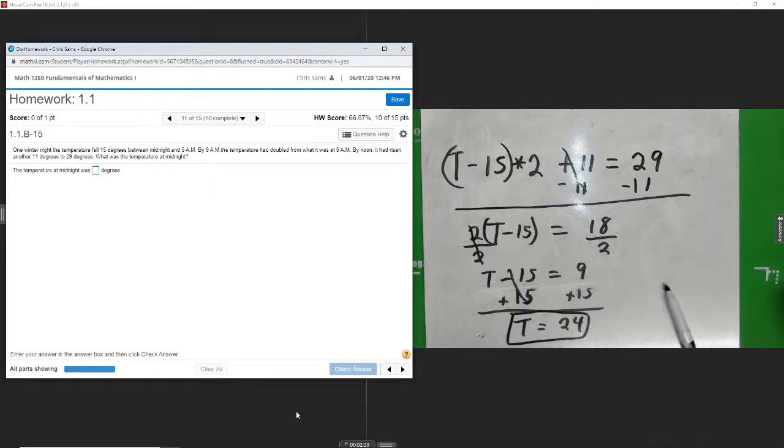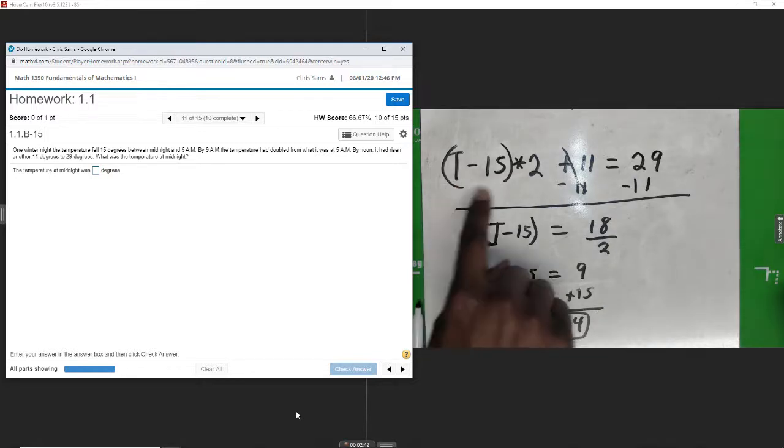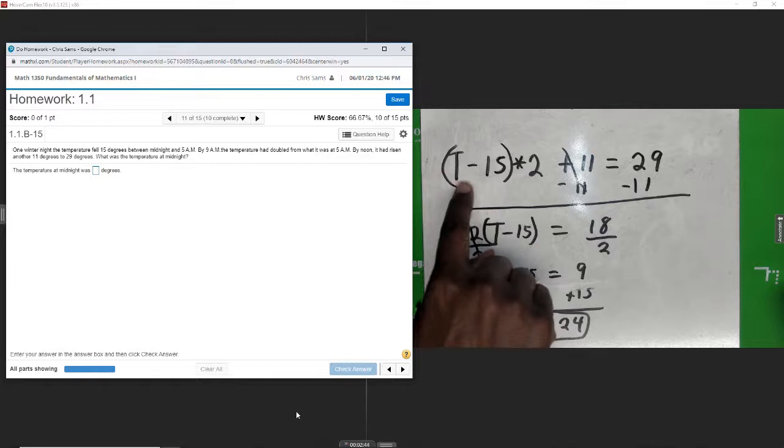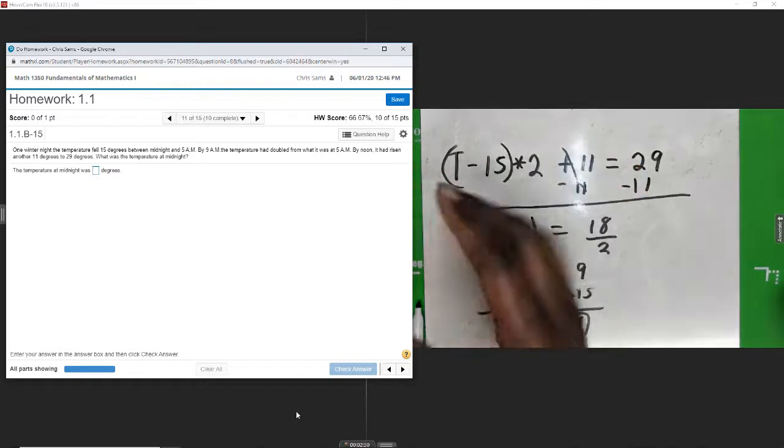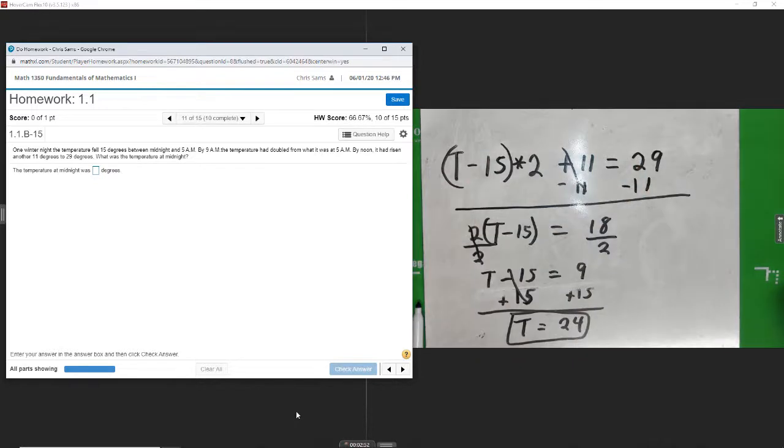Okay, so just as they give it to you, write it out and set it up. The thing you have to be careful of is this double, because you don't know what that difference is. You just know it dropped 15 degrees, and whatever you get at the end, you double it. So you double that whole thing.